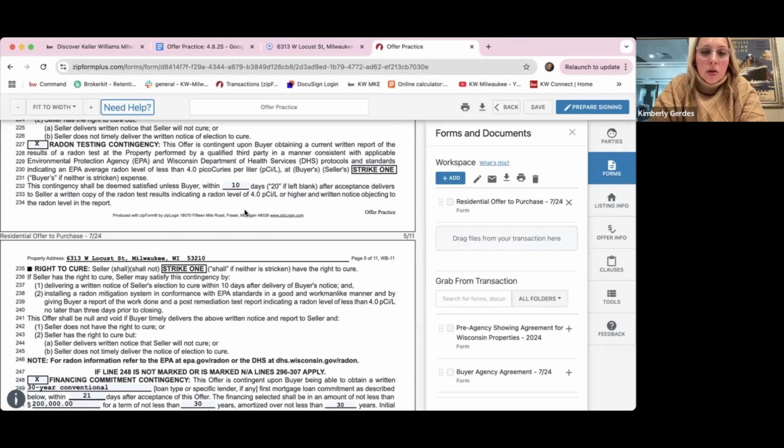There might be an incremental cost. So the inspector drops a kit in the basement. It has to stay there for 48 hours. The inspector will go back, pick it up.